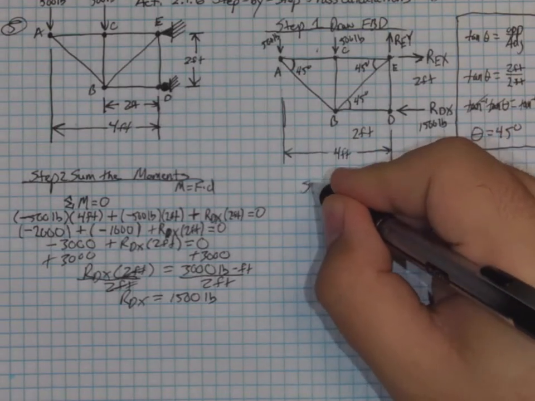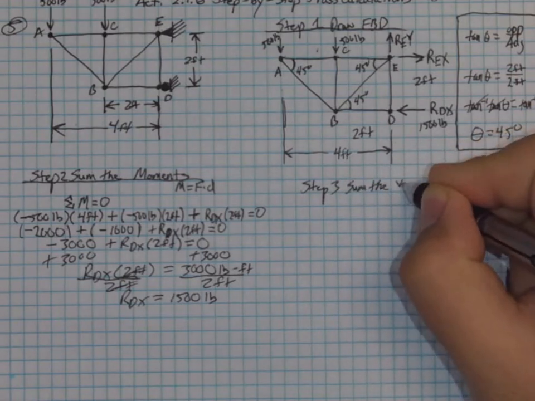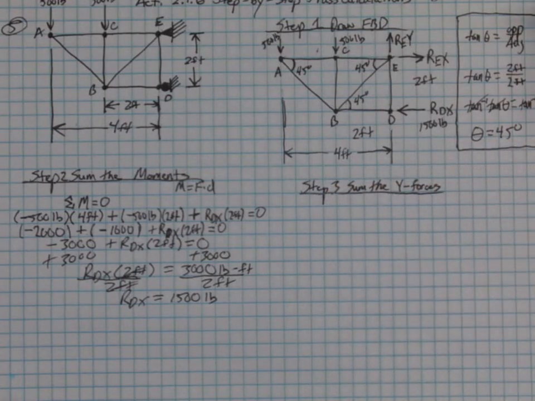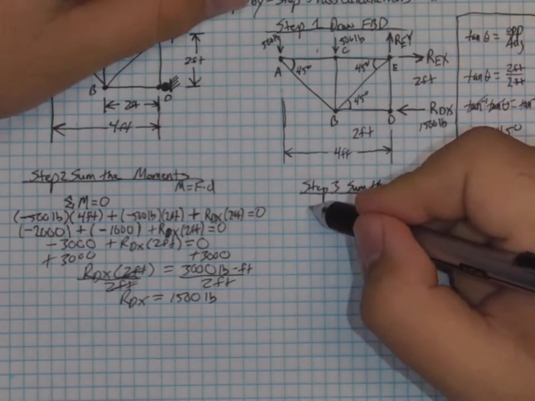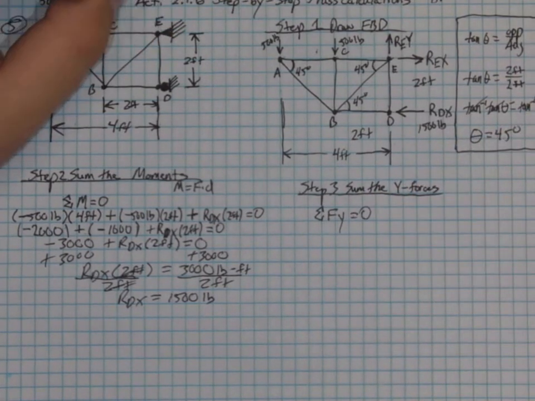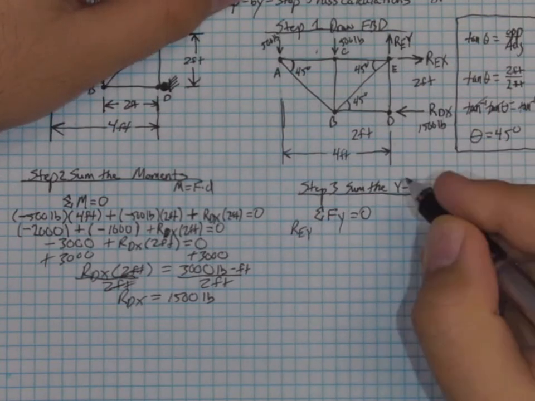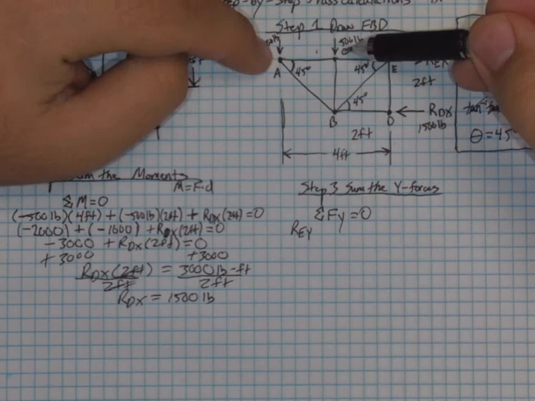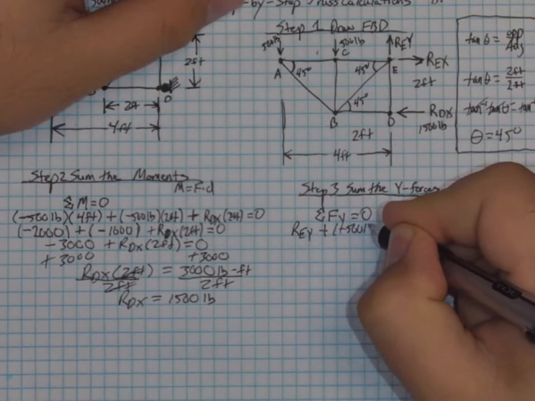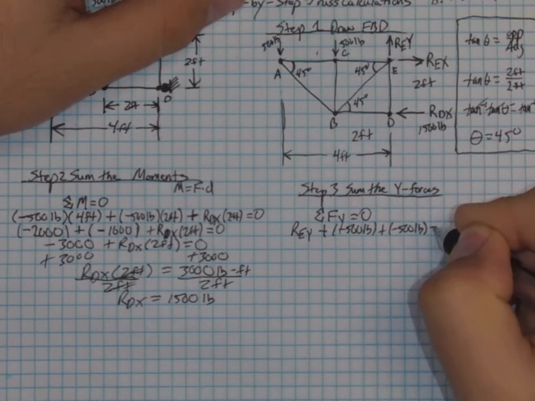Step 3. Sum the Y forces. Again, looking at Y direction forces, let me put my equation: the sum of the forces in the Y direction add up to equal 0. I've got REY acting upward, so that's a positive value. And then the only other ones I've got are these two 500s that are acting downward. So plus a negative 500 pounds plus a negative 500 pounds. I need to account for both of those separately.